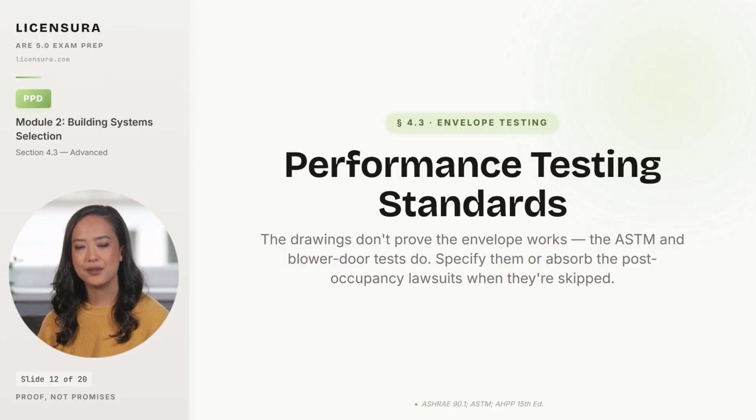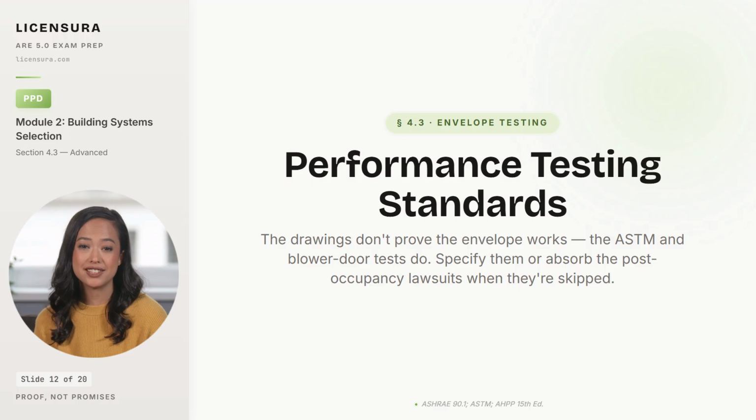ASHRAE 90.1 caps whole building air leakage at 0.4 of a cubic foot per minute per square foot at 75 pascals, tested by ASTM E779. In many jurisdictions, that test is the deciding factor between code compliance and a failed inspection. Specify the tests in the project manual. Run them early enough in construction to repair before the envelope is concealed, and you have evidence. Skip the tests, hope the envelope works, and you've stamped a building whose performance you cannot defend when the water intrusion lawsuit lands. Pick the right test for the right phase, or the cost of remediation will fall personally on you.